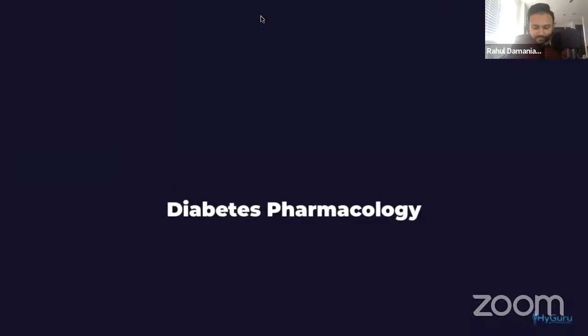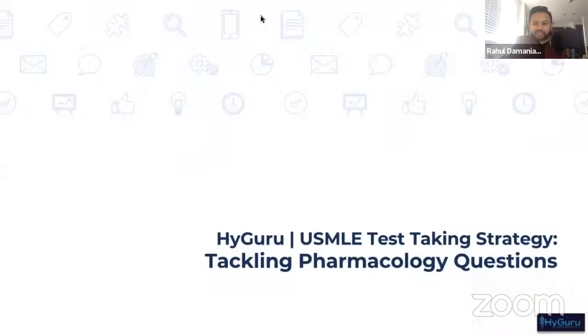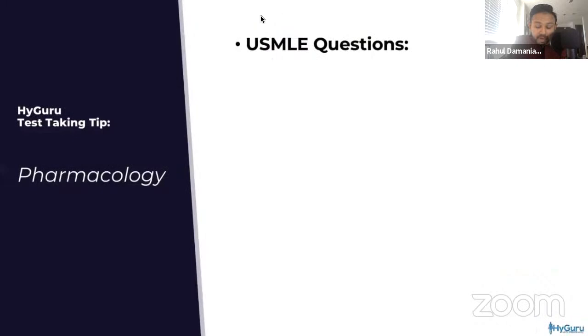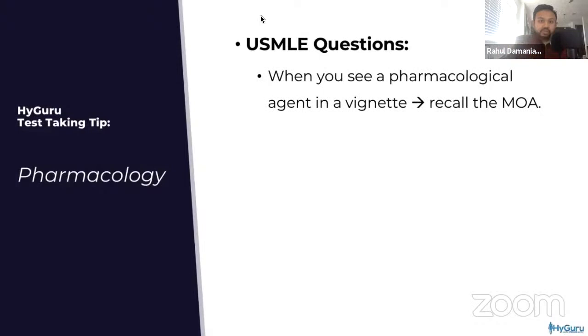All right, let's talk a little bit about diabetic pharmacology. Just as a test-taking tip for tackling pharmacology questions, I want to bring your attention to the fact that when you see a pharmacological agent in a vignette, so they say the medications they are on are, always try to recall what is the mechanism of action of that medication. And that's important for you to note.